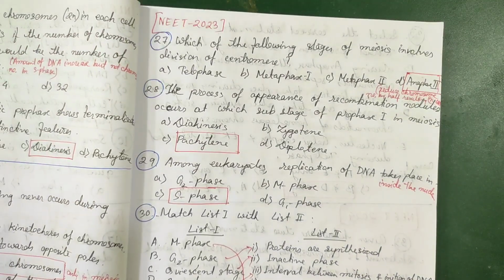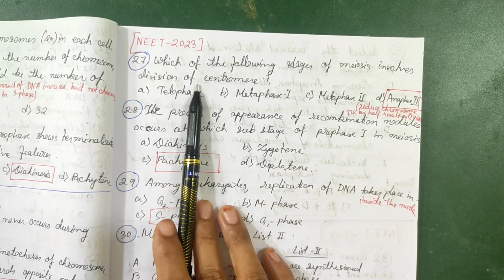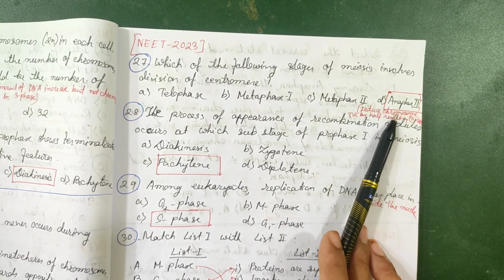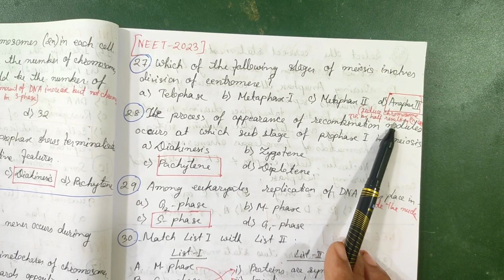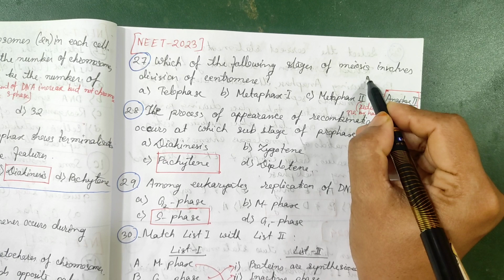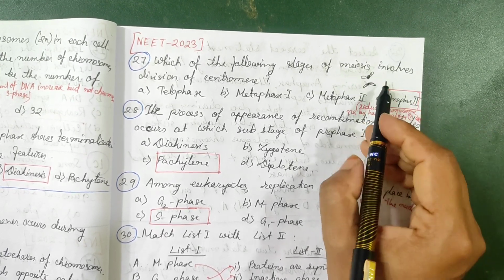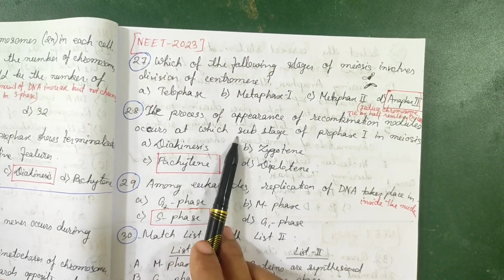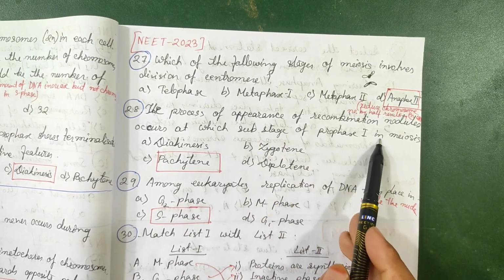Next, 2023: which of the following stages of meiosis involves division of the centromere? The correct answer is anaphase 2, where the two sister halves of chromatids are separated in the anaphase stage. The chromatids are separated towards opposite poles. Okay. Next, the process of appearance of recombination nodules occurs at which substage of prophase 1 in meiosis? It is the pachytene stage, where crossing over takes place.